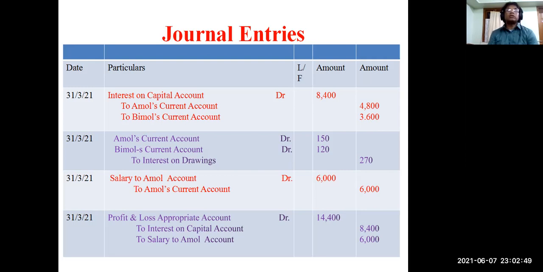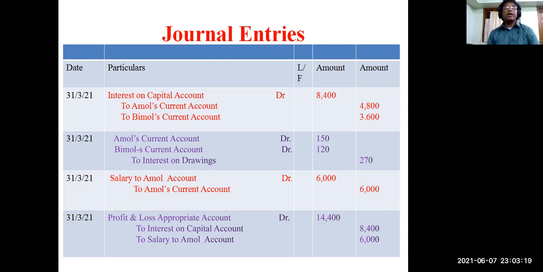Then see, there is a point of salary paid to Omol, only one partner. So salary to Omol account debit to partner's current account. Salary also will go to the partner's current account. If capitals are fluctuating, then it would have been to Omol's capital account. So remember this, here capitals are fixed, so you have to make current account and all adjustments will be recorded in current account. I told you that. So salary to Omol account debit to Omol's current account.